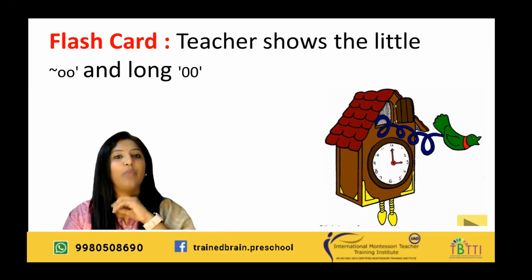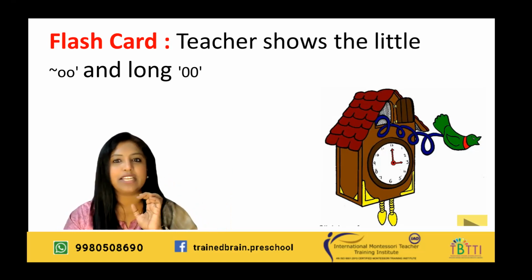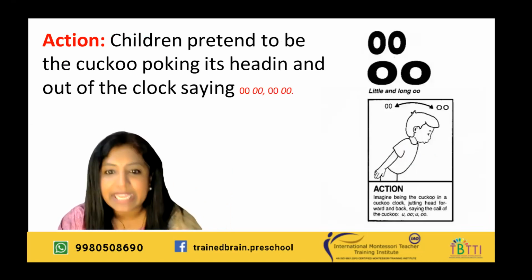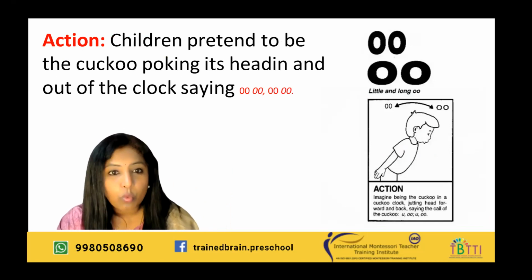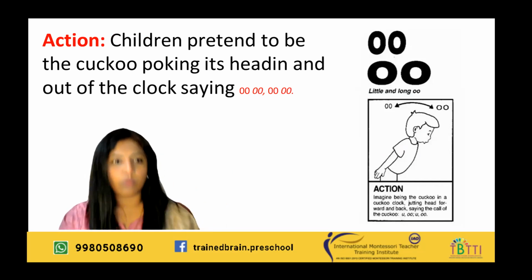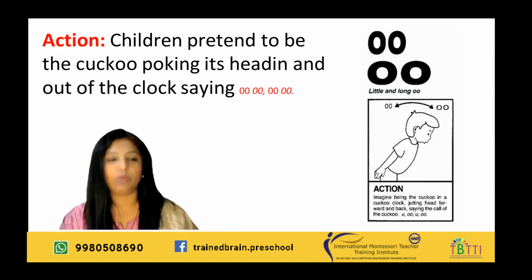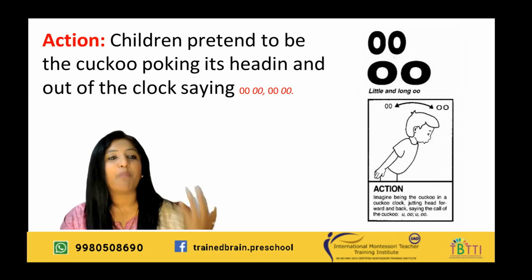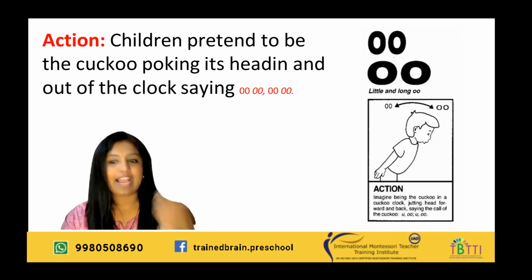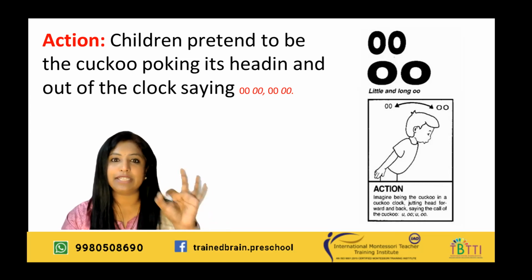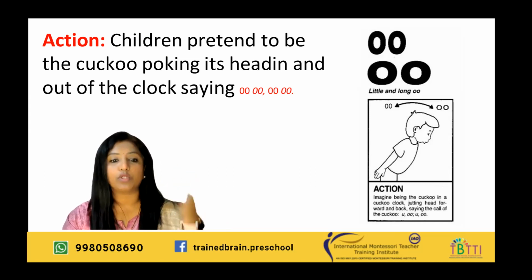So for little oo, we come forward. The action for the little sound is that we lean forward. For the long oo, we go back. So this is like the cuckoo poking its head out of the clock and saying ooh, ooh, ooh. The little oo was oo, the long oo was ooh.